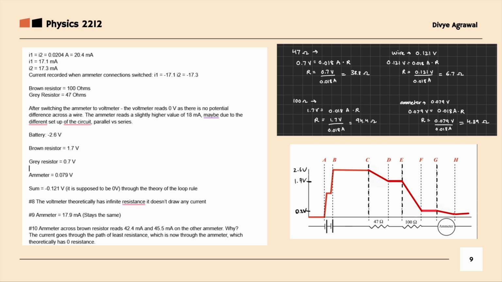We realized that after switching the ammeter to the voltmeter, it reads 0 because there's no potential difference across the wire, and that's what we were measuring across. And the ammeter reads slightly higher, 18 milliamps, because of the different setup of the circuit, possibly parallel versus series.